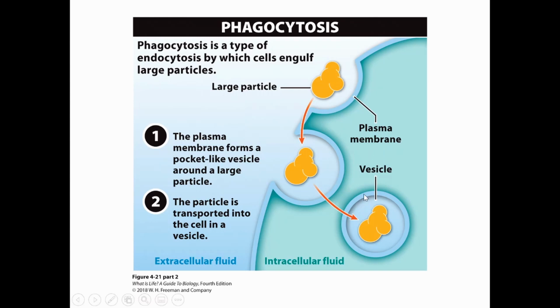That pinched off part of the membrane is what we call a vesicle. So it serves as a container to bring in whatever it is we just brought in. Phagocytosis can be used to bring in large molecules that we're going to break down for maybe an energy source. It could also be used by the immune system. So when your white blood cells engulf bacteria that are trying to hurt you, they do so using phagocytosis.